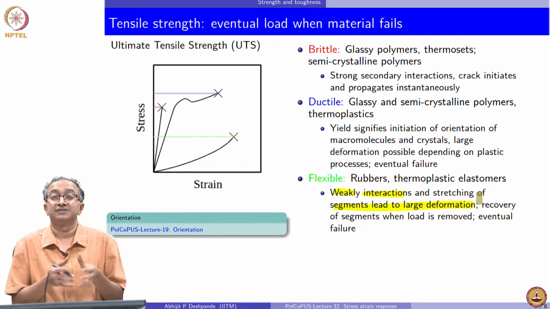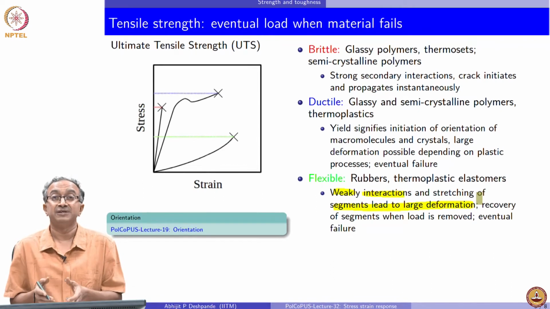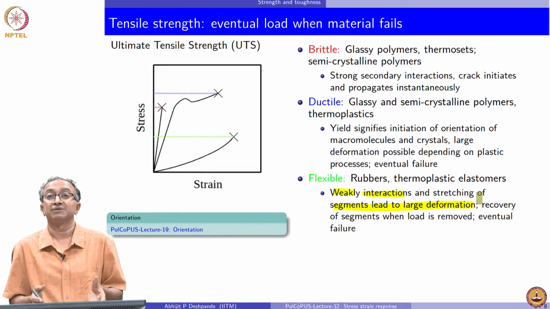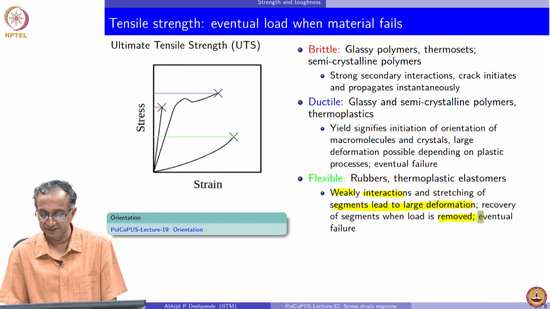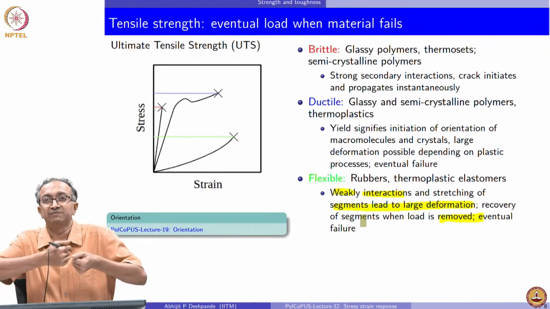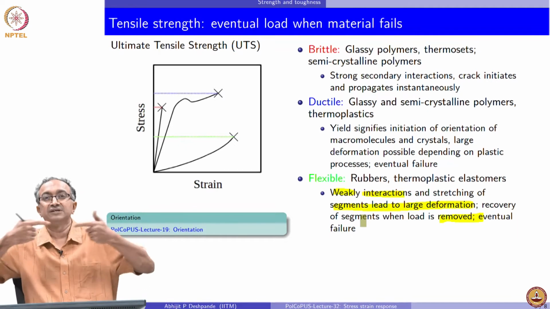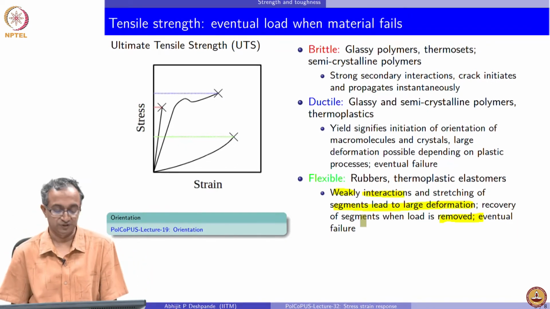Remember that rubber is a material where segmental mobility is present, while a glassy and semi-crystalline polymer has no segmental mobility. So, because of this segmental mobility, recovery is there, and in fact eventual failure can only happen when we stretch the material so much that all the chains have got stretched and now they start breaking, leading to eventual failure.